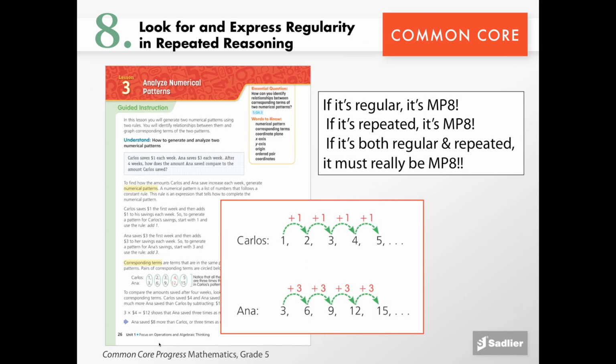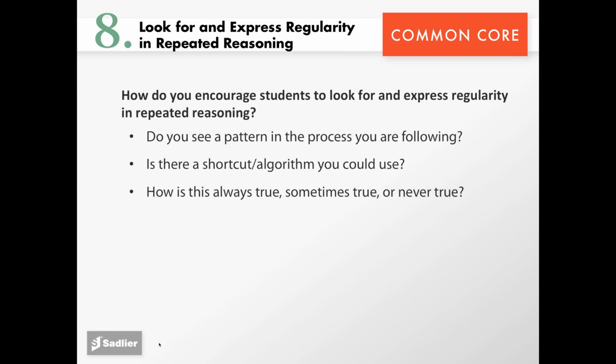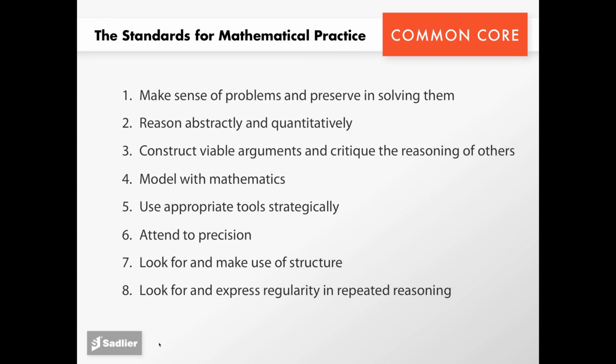So you'll see I'm just showing a patterning lesson in our Common Core Progress program, but we do help students see the shortcuts in getting to the algorithm, but only after we've gone through the concrete, pictorial, and abstract stage of teaching a lesson. So again, let's ask our students if they see patterns, if they can identify a shortcut, and is what they're working on always true, sometimes true, or never true?